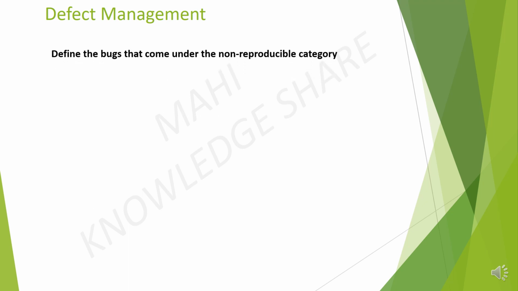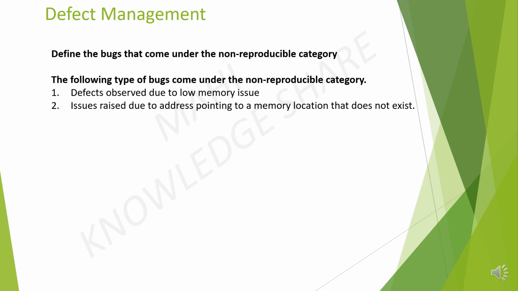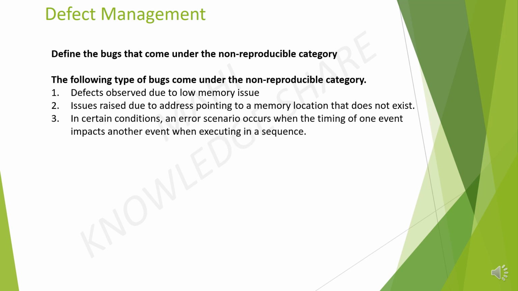Define the bugs that come under the non-reproducible category. The following types of bugs come under the non-reproducible category. They are: 1. Defects observed due to low memory issues. 2. Issues raised due to an address pointing to a memory location that doesn't exist. And 3. In certain conditions, an error scenario occurs when the timing of one event impacts another event when executing in a sequence.